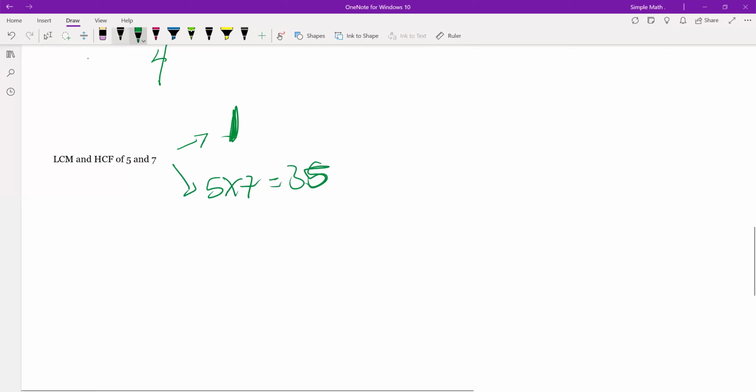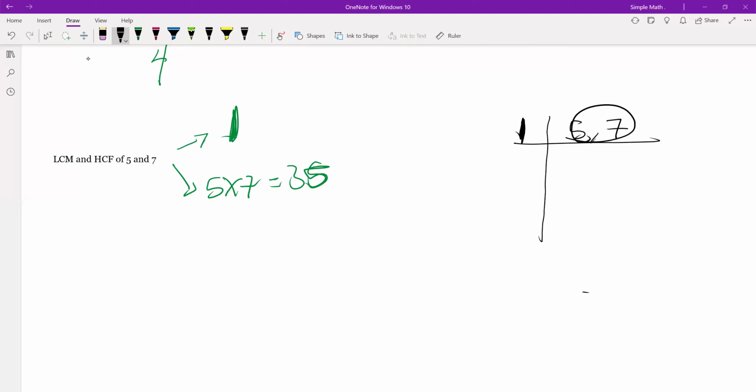But let's also do the table so you see what I'm saying. 5 and 7. Is there a number that can divide both of them at the same time? No, it's only 1 that can do that. So the HCF of 5 and 7 is 1, because that's the only number that can divide both 5 and 7 completely. And for the LCM, that's all you have left inside. So 5 times 7 gives you 35.